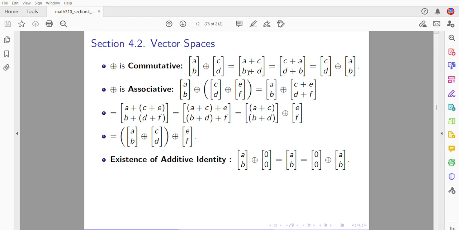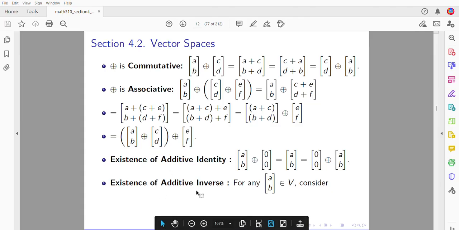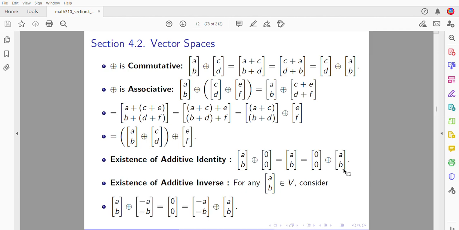Okay. What about additive inverse? Given any vector AB, is there its negative? Well, it does. The vector with negative A, negative B, if I ⊕ add it to vector AB, I get (0, 0). (0, 0) was our additive identity. Again, by commutativity, I don't need to check this, but I can always check.